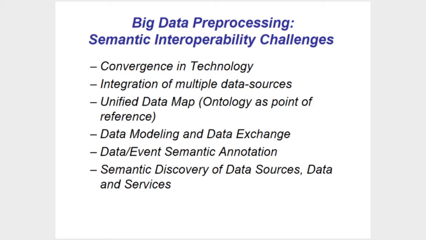So we want all the technologies to adopt a little bit of the semantic web, and at least to adopt the standards and the formats so that these technologies can talk to each other and exchange information. We are also dealing with, as I mentioned earlier, integration of multiple data sources, data coming from different places. And we need a unified data map and ontology as a point of reference, and I will explain this a little bit later. We also need to develop some data modeling and data exchange mechanisms.